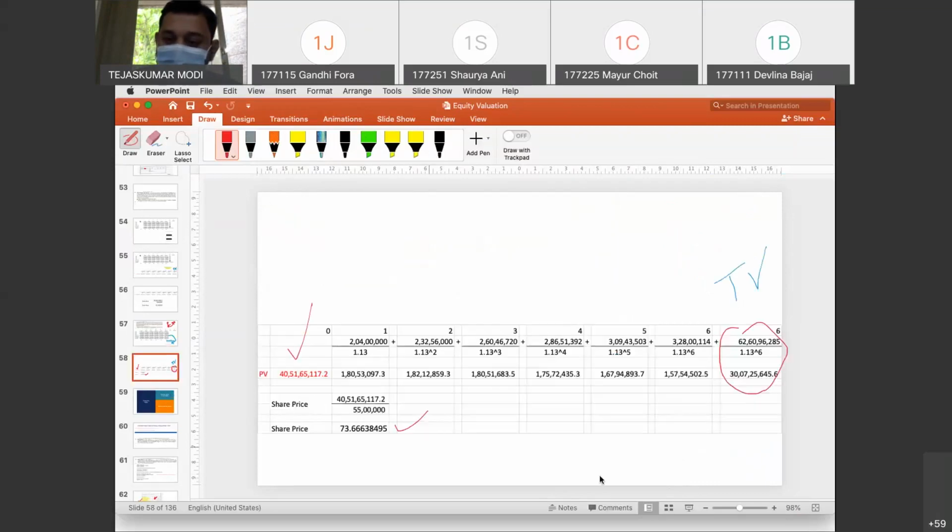So now I will calculate the present value of that. That is 30 crore 7 lakh or 300 million, and that would be added into the remaining cash flows' present value. So that comes to 40 crores 51 lakh 65,000 something, divided by 55 lakh, that is the share price. Right, beta? Yes sir, now got it. Yes.